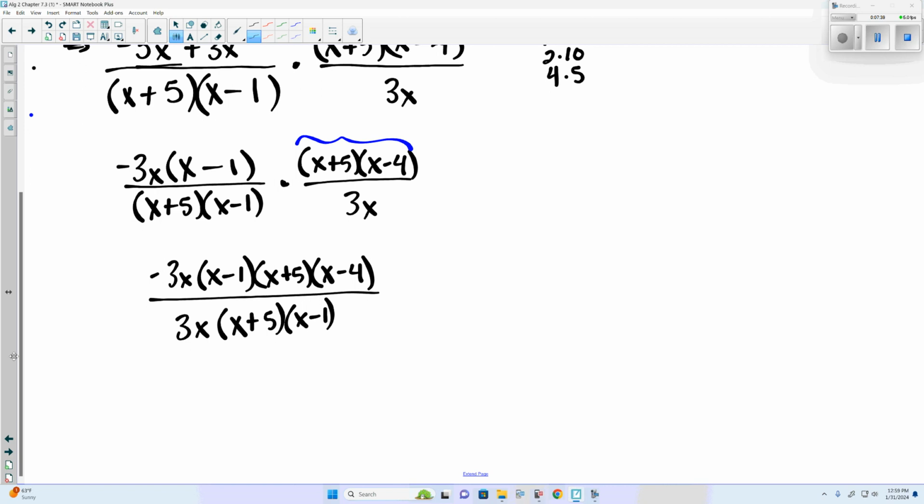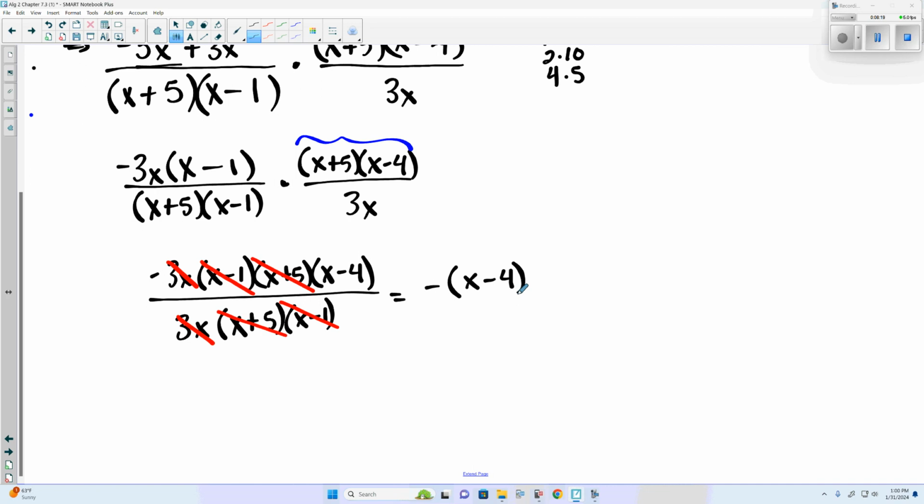So what's in common on top and bottom? X minus 1 and x minus 1. Anything else? X plus 5 and x plus 5. And lastly, 3x and 3x. So in the numerator, what we're left with is negative x minus 4. What's left in the denominator? Nothing. So it's reduced to 1.